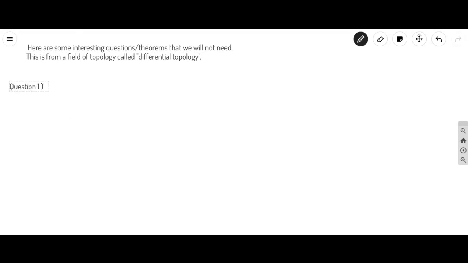Question 1. Suppose X is a topological manifold. Can X always be smoothed? In other words, is there a smooth atlas on X? Right? A topological manifold just means there is an atlas using continuity, but a smooth atlas means you want those functions, when you bring them back to the Euclidean space, to be smooth functions.